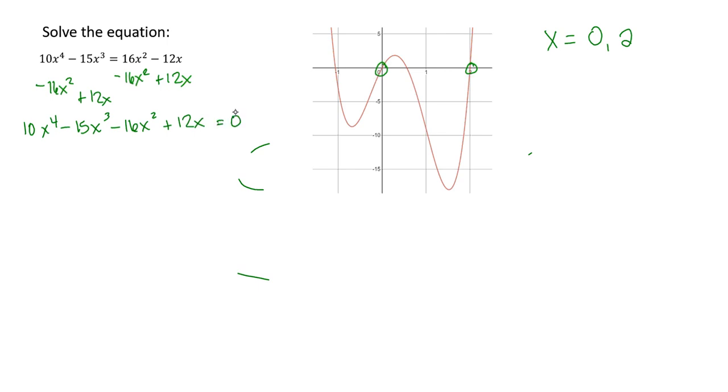Okay, so at this point, it's kind of up to you. You can either jump right into synthetic division and do 0 and 2, but when you see 0, it's not going to make a lot of sense. I mean, it will, but let's just do it so you can see.